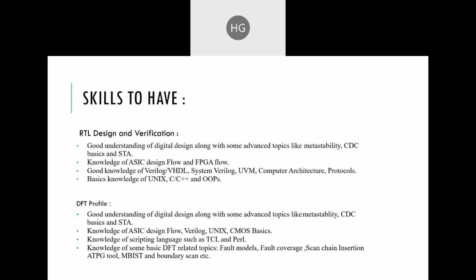So coming to the skills: what skills should you have for a particular role? If you're going for RTL design and verification, you should have a good understanding of digital design. You should have knowledge of these topics: metastability, CDCs, basically clock domain crossing. There are different frequency domains, and when a signal moves from one domain to another, you need to know how to deal with it. Then we have STA.